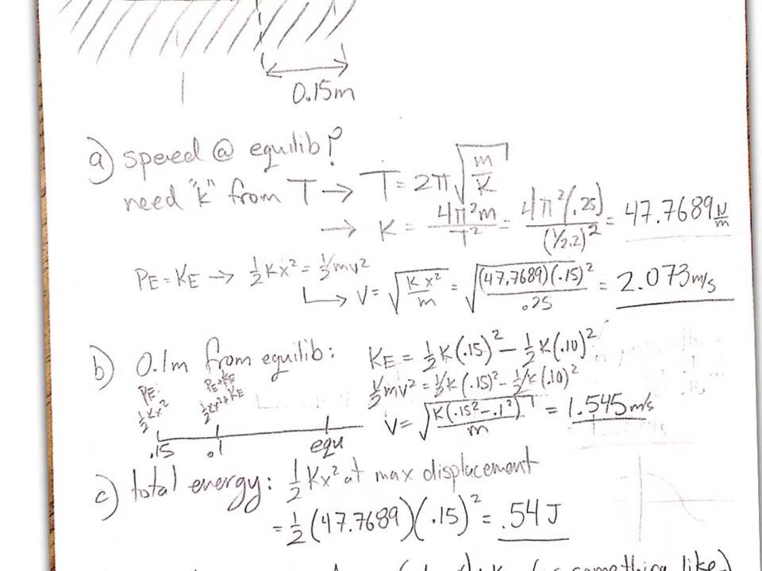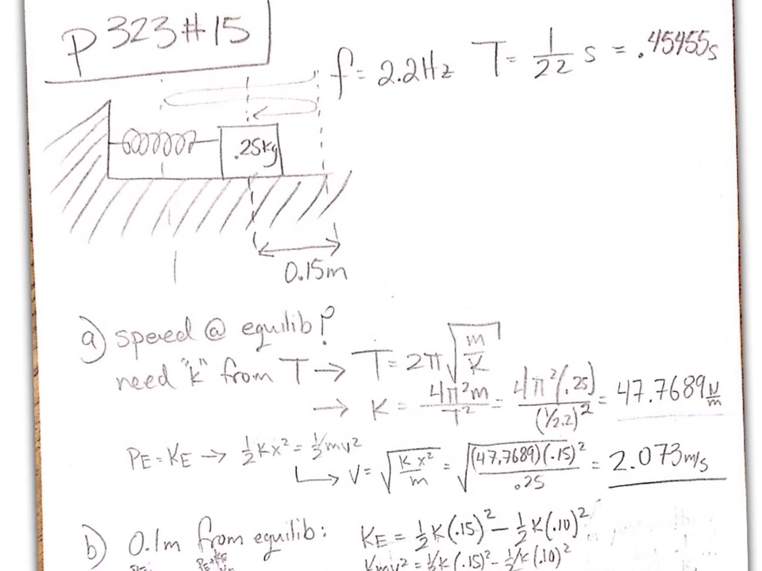Part A. The speed at equilibrium will be its maximum speed. So out here it has an instantaneous speed of 0. Right in here it has a maximum speed.